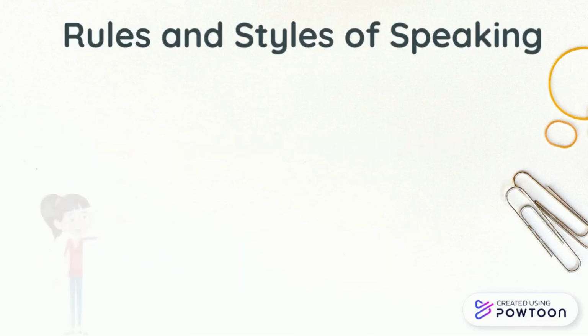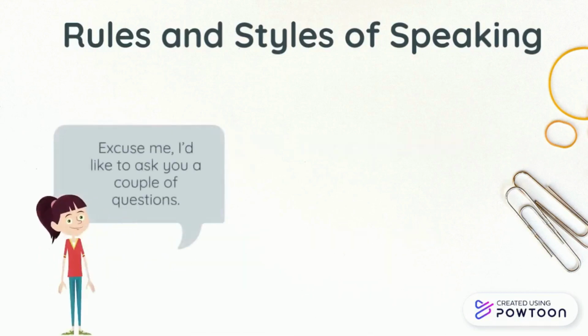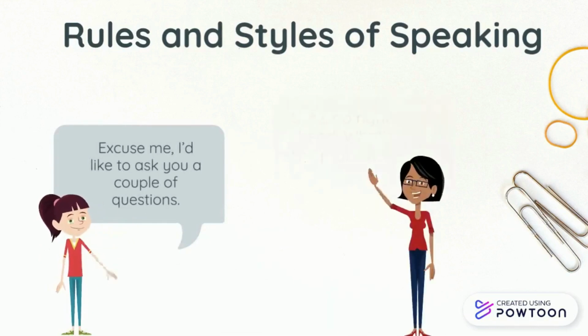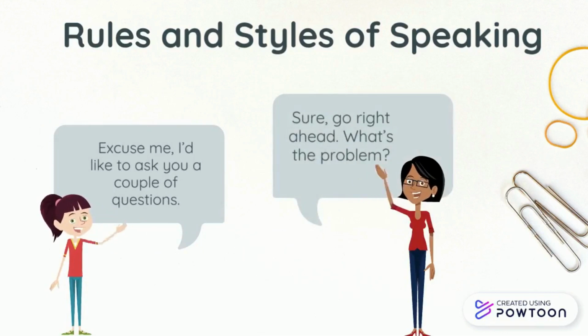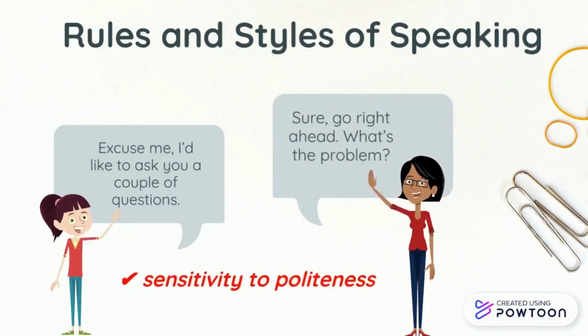Example. Student: Excuse me, I'd like to ask you a couple of questions. Professor: Sure, go right ahead. What's the problem? In this case, the student has the sensitivity to politeness when they talk to the professor.